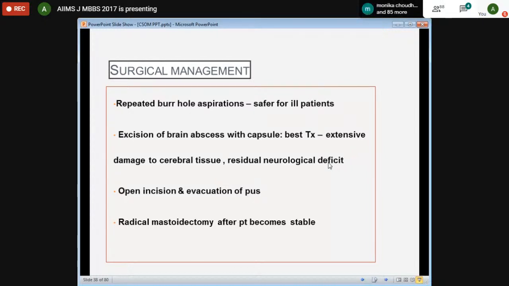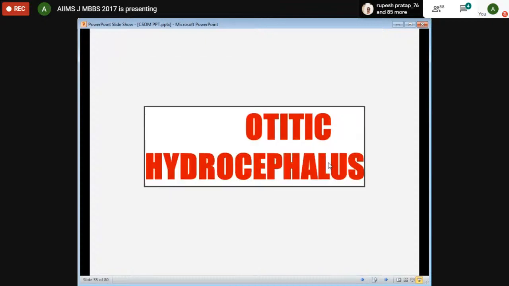Open incision and evacuation of the pus. It's all the neurosurgeon's thing how they do it. After they make the patient stable, then the ENT surgeon performs the mastoidectomy. So always the neurosurgeon first if there is a brain abscess, and once they make the patient stable, then we proceed with the mastoidectomy.